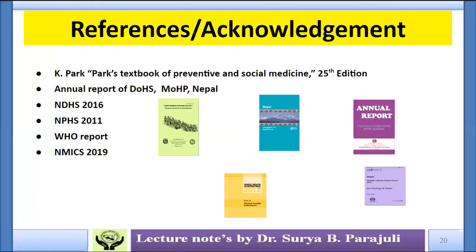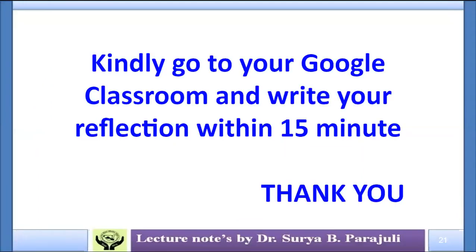And these are the references and acknowledgement to our textbook and the reports. Recently, the Nepal government released NMICS 2019, the Nepal Multiple Indicator Cluster Survey. Before that we had MICS 2014. Now after 5 years we have the new report, NMICS 2019. So I'll share it in your Google Classroom or in your messenger group. Please go through this report too, to know the latest data of our country.